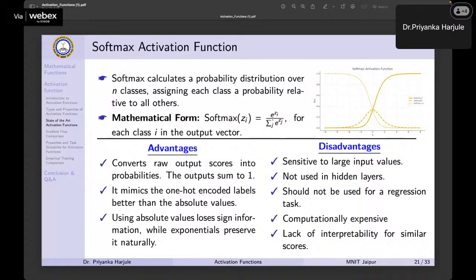If each output neuron votes for a class, the strength of the vote is converted into a percentage of confidence. So the one with the highest confidence gets selected, like the winning candidate in the election.